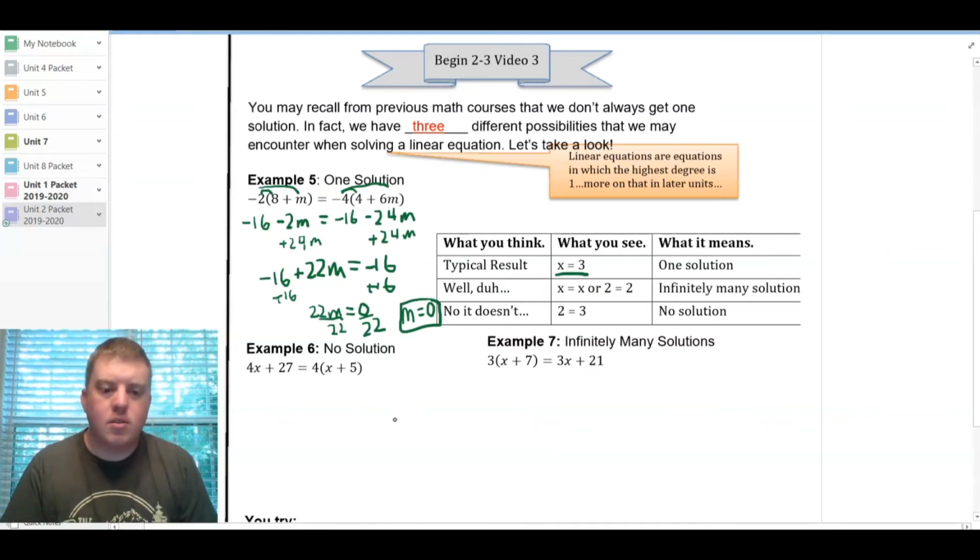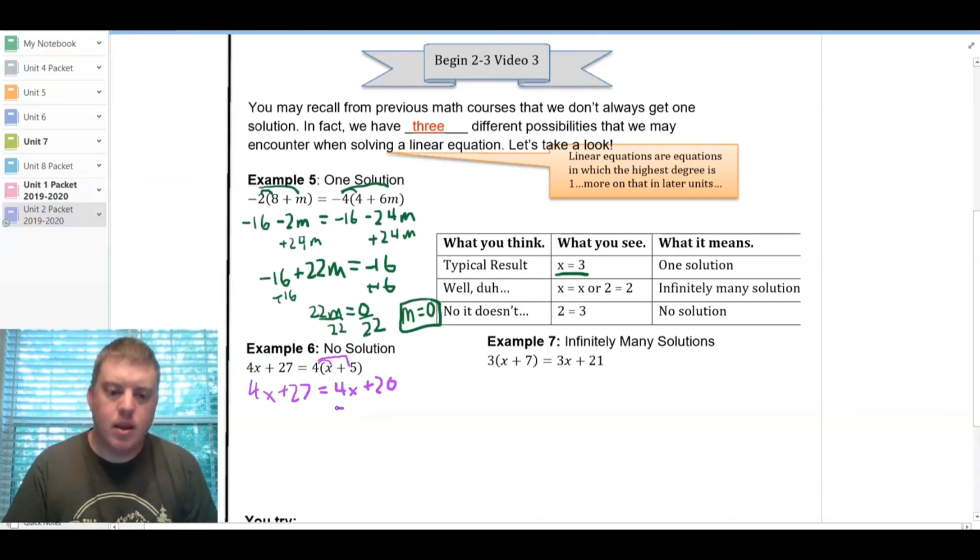So let's go ahead and look at no solution now in example 6. Alright, so we're going to follow our same process. We're going to multiply through the 4x and the 4 times 5. And that will give us 4x plus 27 equals 4x plus 20. Now in this one, when we try and get the variables on the same side, we're going to run into an issue. If we subtract 4x from both sides, that's going to cancel out and give me 0 plus 27. And on the right side, it's going to cancel out and give me 0 plus 20. So when I simplify and get rid of those zeros, that ends up with 27 equals 20.